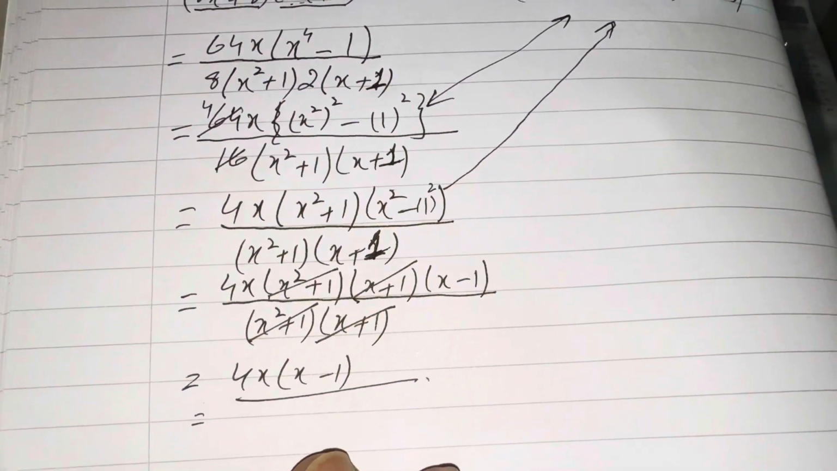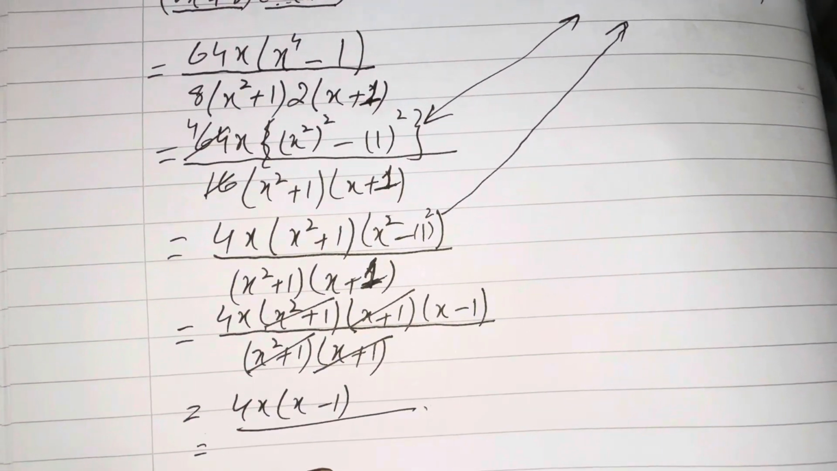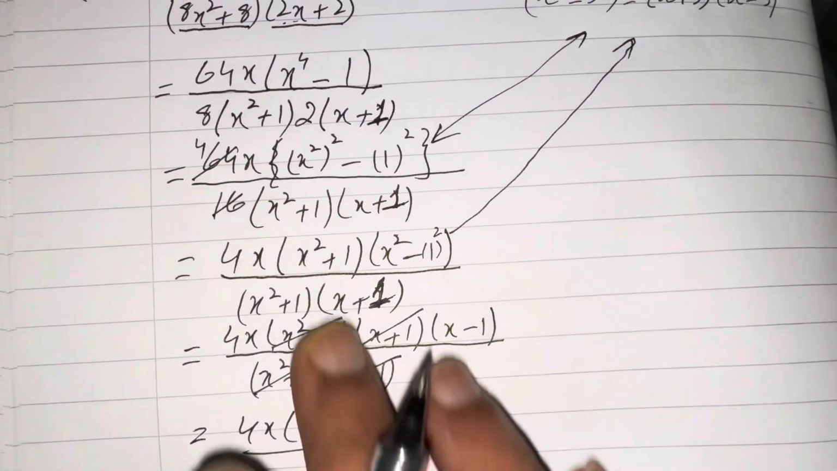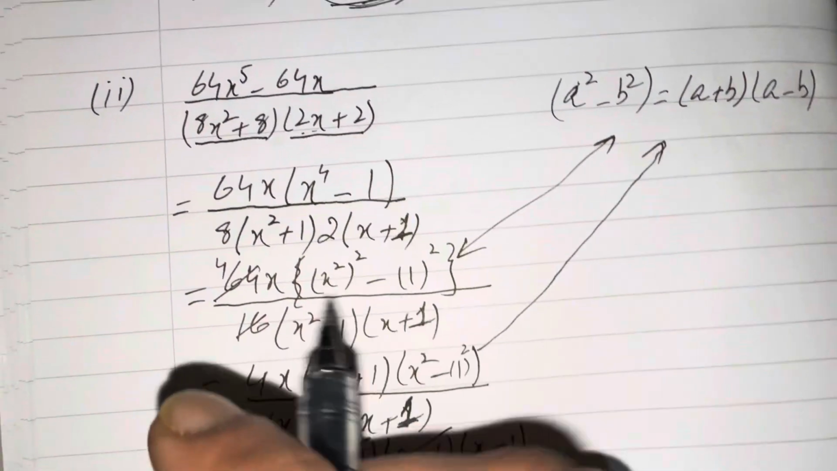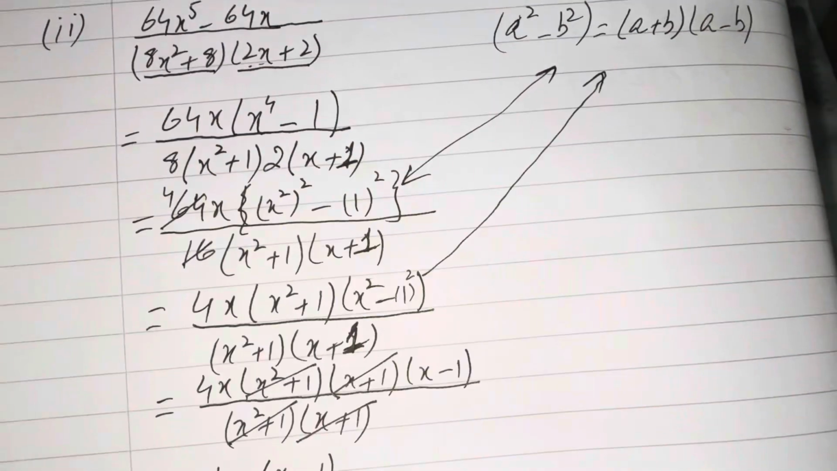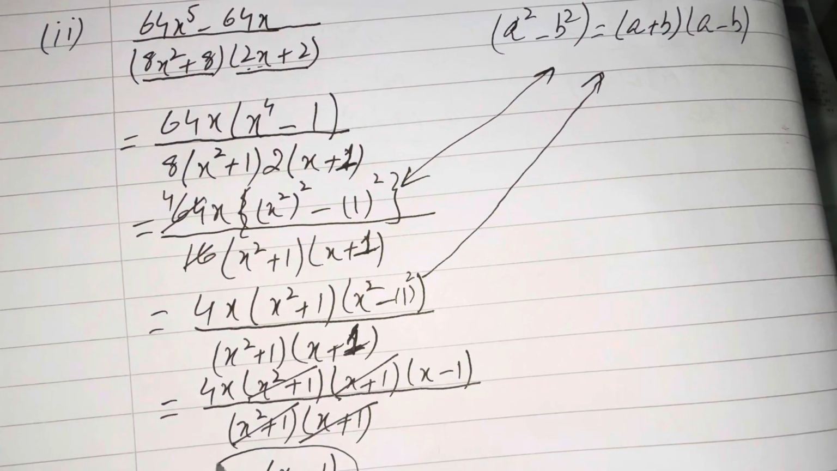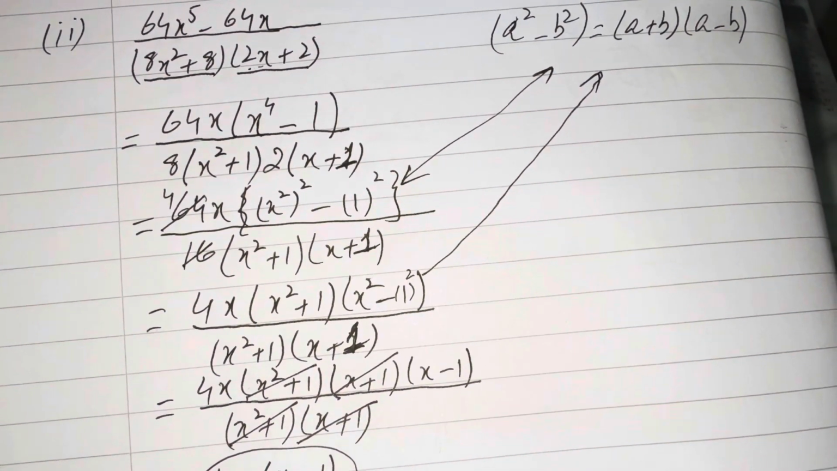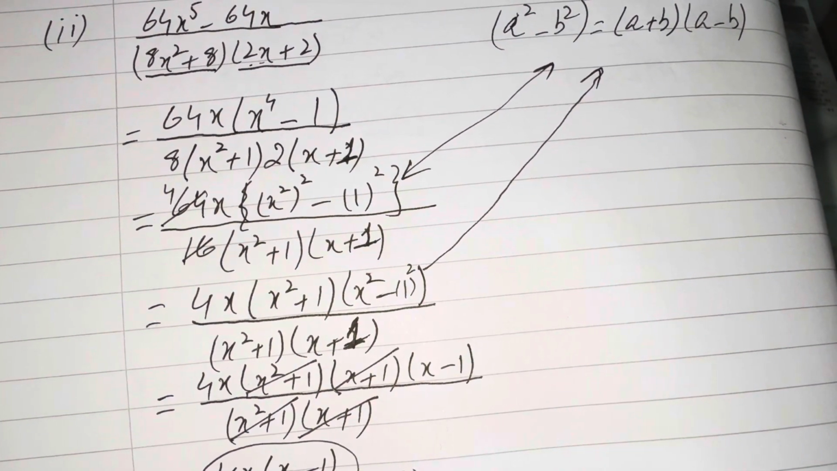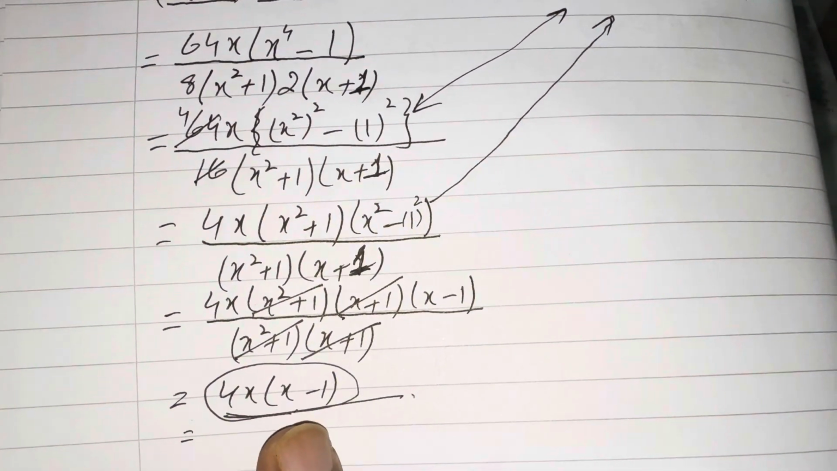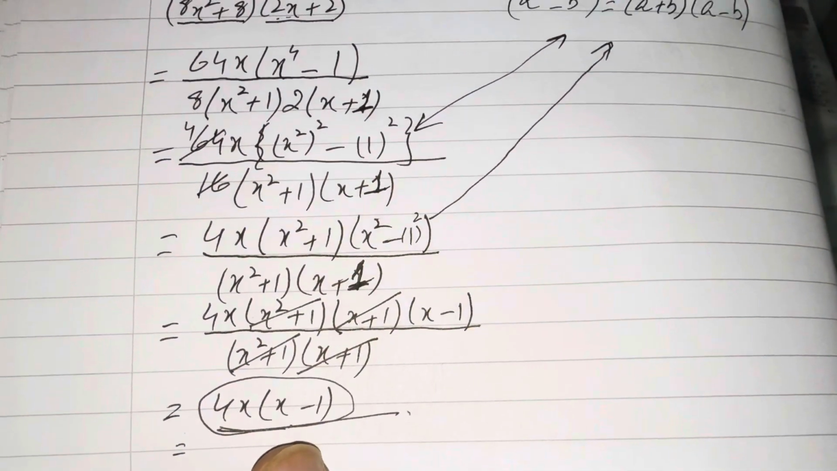So hopefully you will understand the things that I have solved. I have simplified this expression into the lowest form and got the answer as 4x into x minus 1.